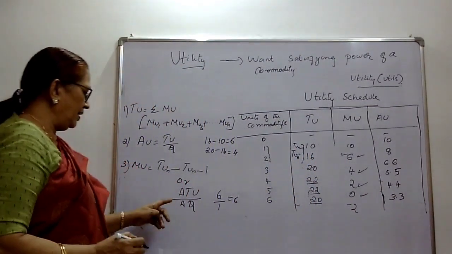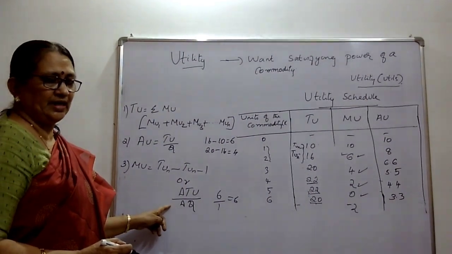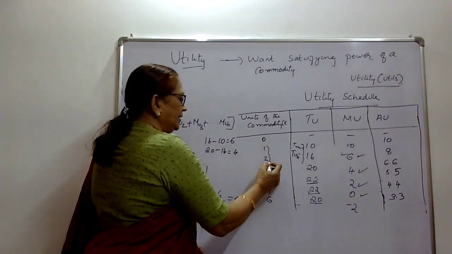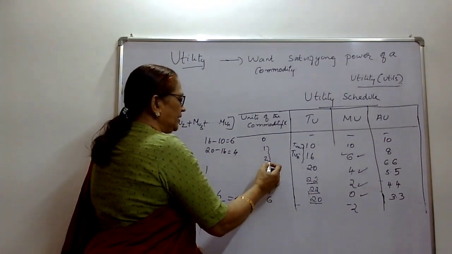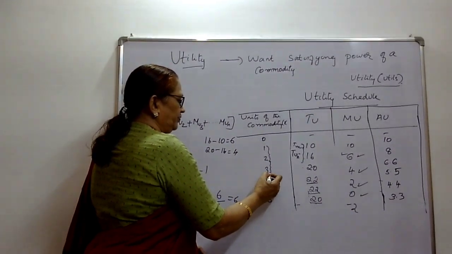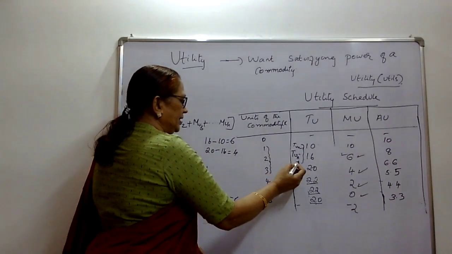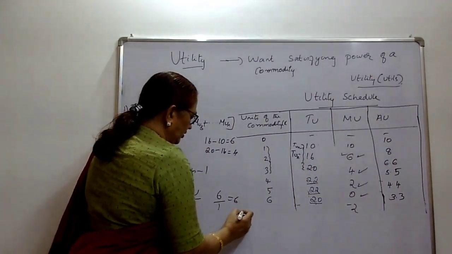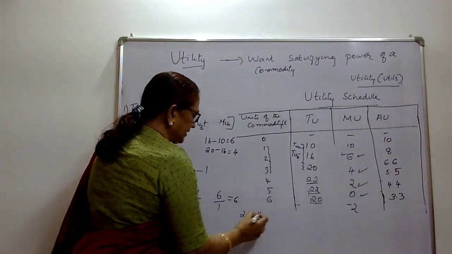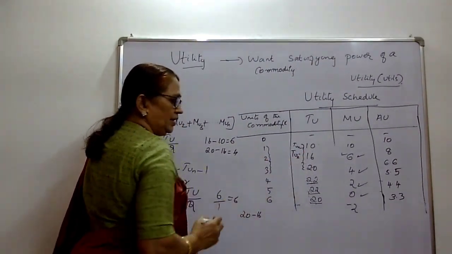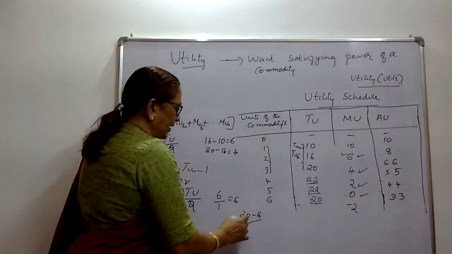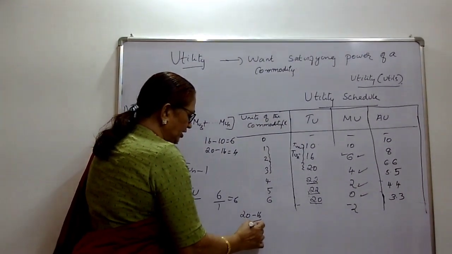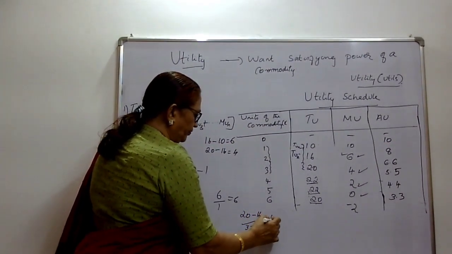Next level, delta TU by delta Q: what is the next extra gain when the consumer increases the consumption from second unit to third unit? What is the change in total utility? 20 minus 16. That is the change in total utility, divided by what is the change in the quantity consumed? 3 minus 2, 1. So 4 by 1, 4.